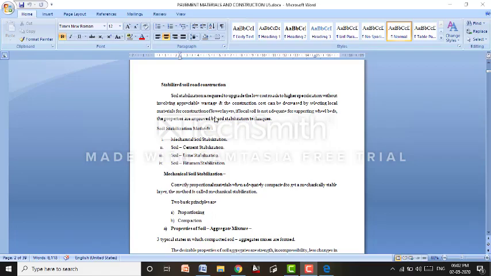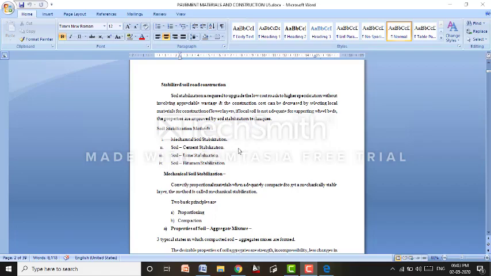Here, soil stabilization is required to upgrade the low-cost roads to higher specification without involving appreciable wastage, and the construction cost can be reduced by selecting local materials for construction of lower layers. As it is one of the lowest layers of a pavement structure, the total stresses involved in that section will be less compared to the top section, so if we try to reduce the cost in the lower layers, and if we can improve that in upper layers, then it will work well, because the stresses will be high in case of upper layers.